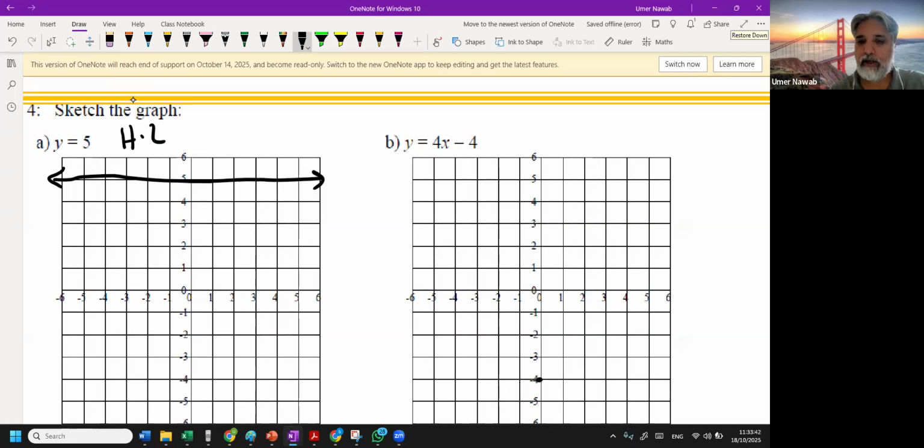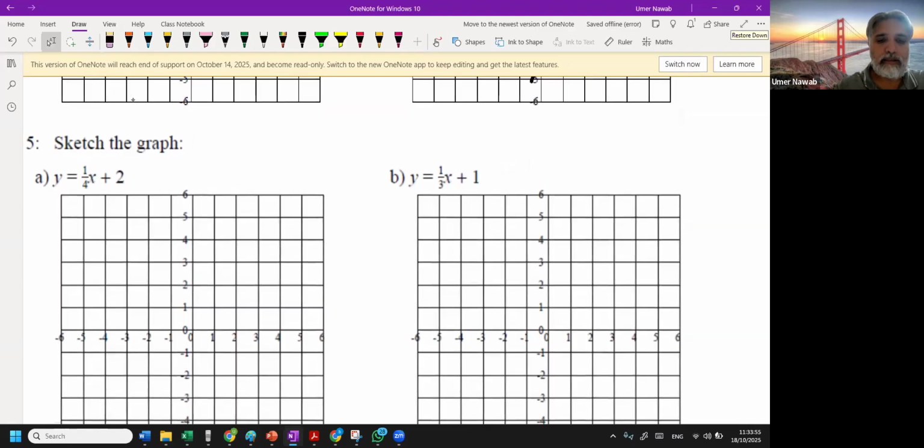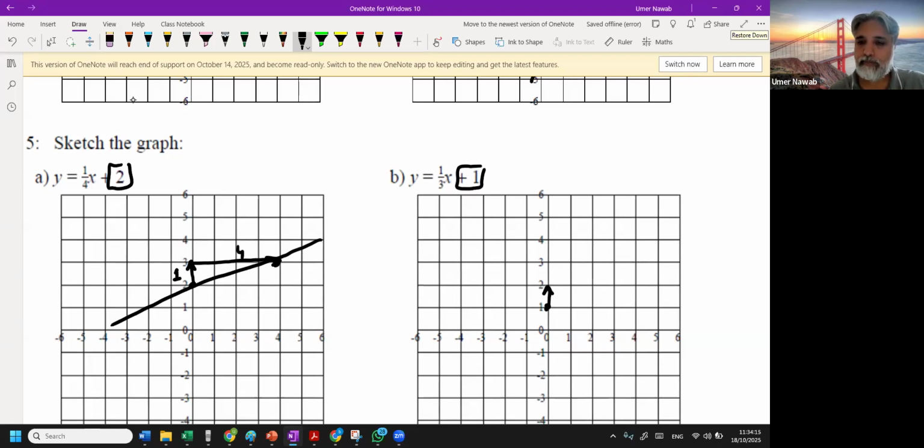Negative 4. I'm standing on negative 4. 4 over 1. 4 units up and 1 unit right. So allow me to draw the line. Your y-intercept is 2, boys. And 1 unit up and 4 units to the right. So this is the sketch. Your y-intercept is 1. So 1 over 3, 1 unit up and 3 units to the right. So this is the rough sketch.